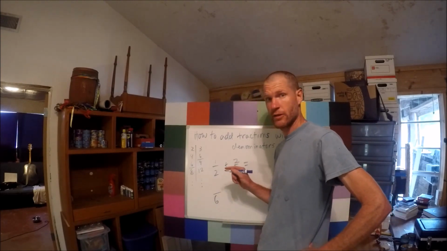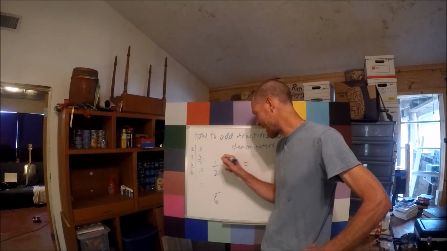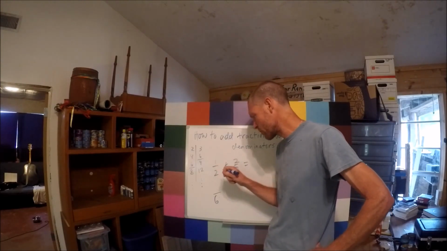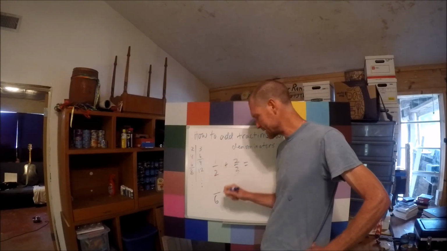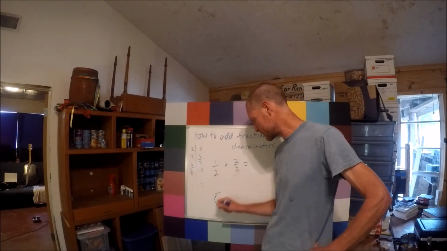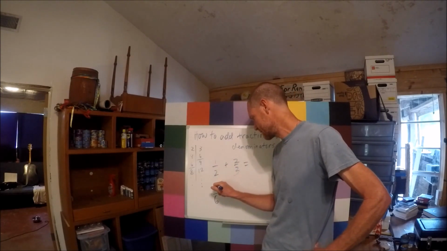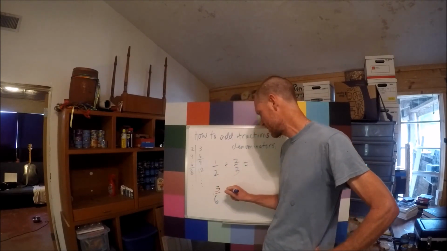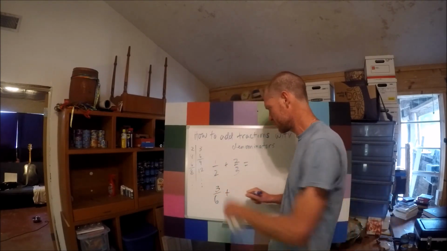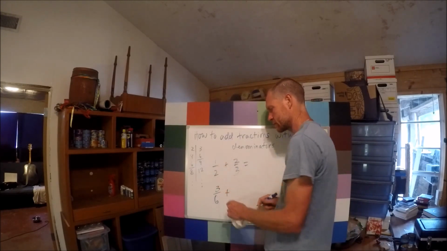Okay. Another way to do this is multiply the top and the bottom by the same thing. What do you multiply 2 by to get 6? 3. 2 times 3 is 6. 1 times 3 is 3. So I got 3/6. So 1/2 is the same as 3/6.